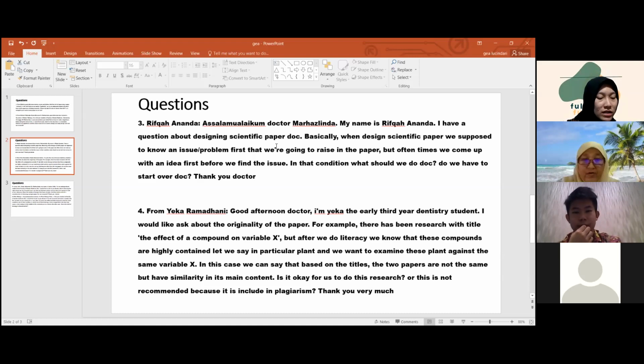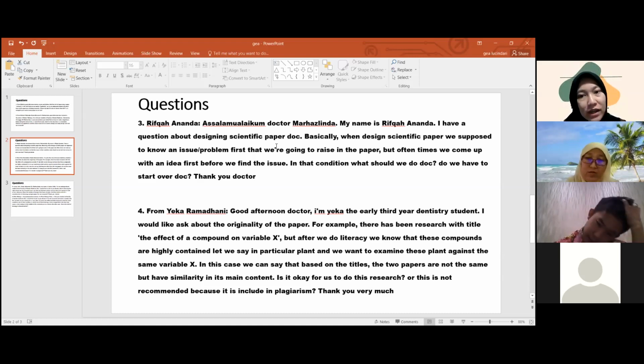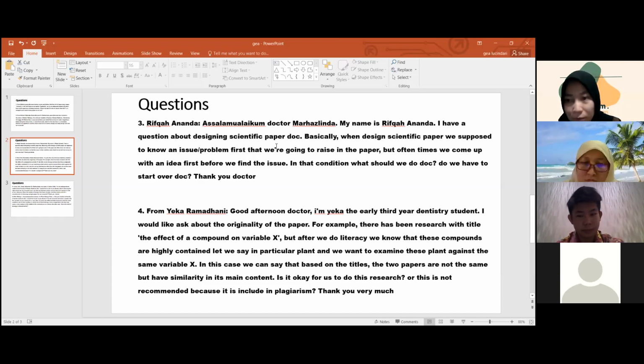Okay, for the next question from Kak Ramadhani. I would like to ask about the originality of the paper. For example, there has been research titled The Effect of a Compound on Variable X, but after we do the literature review, we know that this compound is highly contained, let's say, in a particular plant, and we want to examine this plant against the same variable X. In this case, based on the titles, the two papers are not the same but have similarity in their main content.